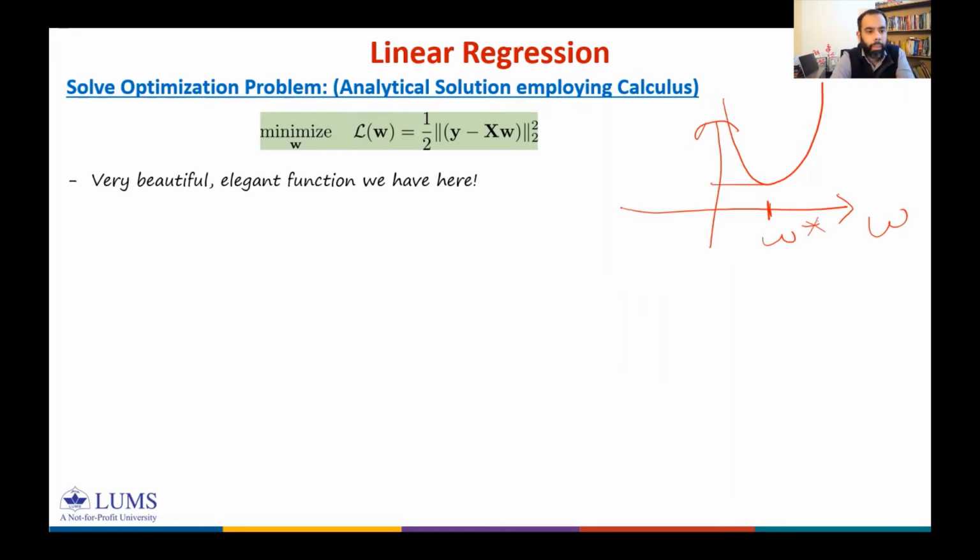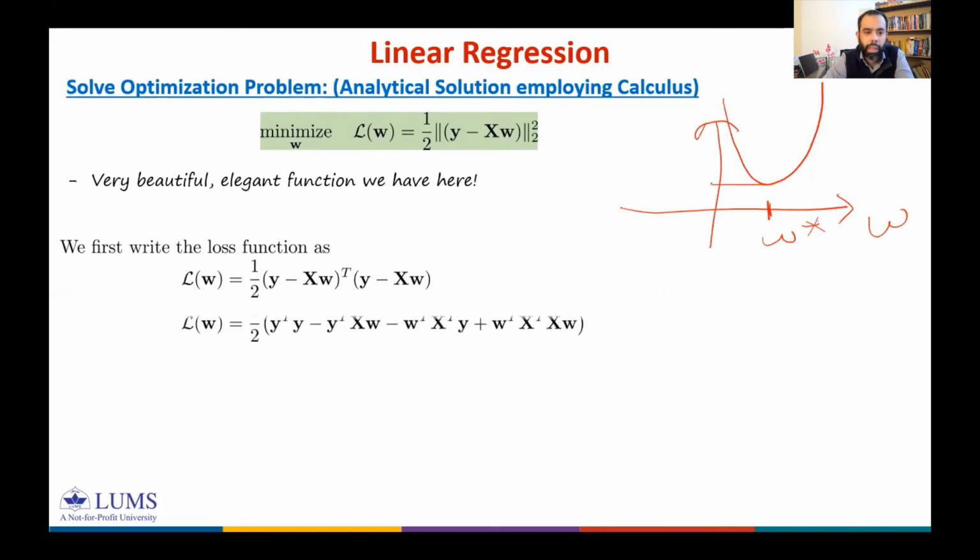Okay, and the good thing is we can minimize it using an analytical approach. To find this w star, or the value of the weights for which the loss function is minimized, we first rewrite the loss function in expanded form. So half (y minus Xw) transpose into (y minus Xw).